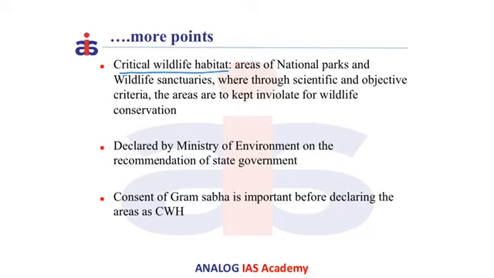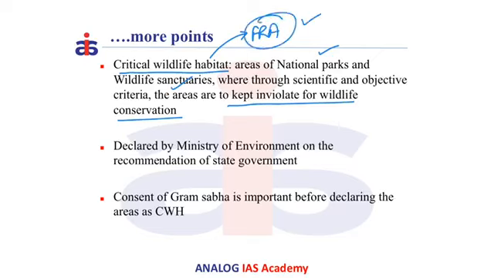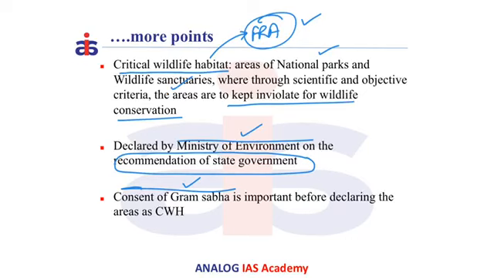Now we'll discuss what critical wildlife habitats are. They are the areas under the national parks and the wildlife sanctuaries which should be kept free for wildlife conservation. This has been dealt with explicitly in the Forest Rights Act, as the Act seeks to give forest rights to the community, while the critical wildlife habitat seeks to evict the people from the areas. The declaration of the critical wildlife habitat has to happen with the consent of the Gram Sabha, and the process goes like this. The recommendation has to go from the state government regarding the areas to be declared as critical wildlife habitat, and finally it will be declared by the Ministry of Environment in a Gazette notification.